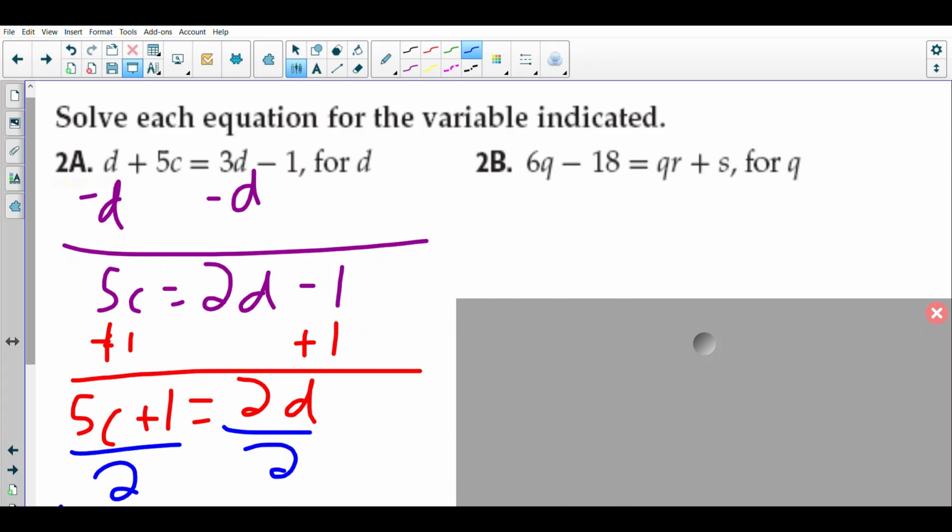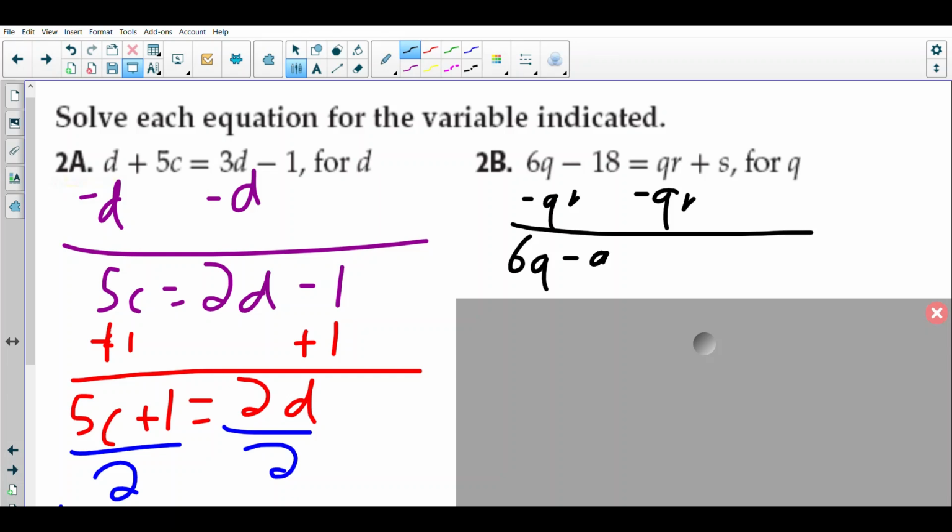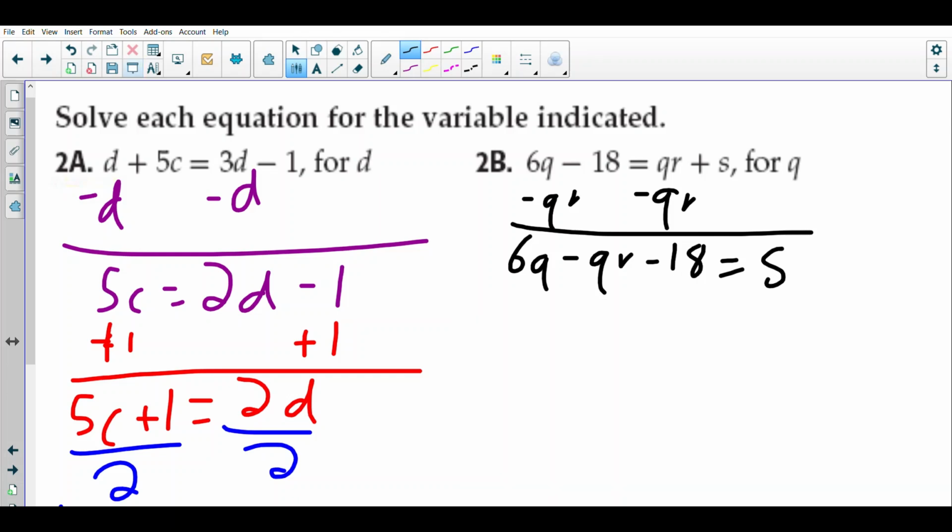So now we got a qr, meaning there's two variables in one term. Now, the biggest issue a lot of people have is, can I combine them? Well, no, they're not the same. q and qr are not the same, but I still need to isolate the q. So I got to get all the q's on one side. So I'm going to subtract qr from both sides. So I have 6q minus qr minus 18 equals s. Okay, now I'm going to get rid of that 18. So once again, I'm going to add 18 to both sides.